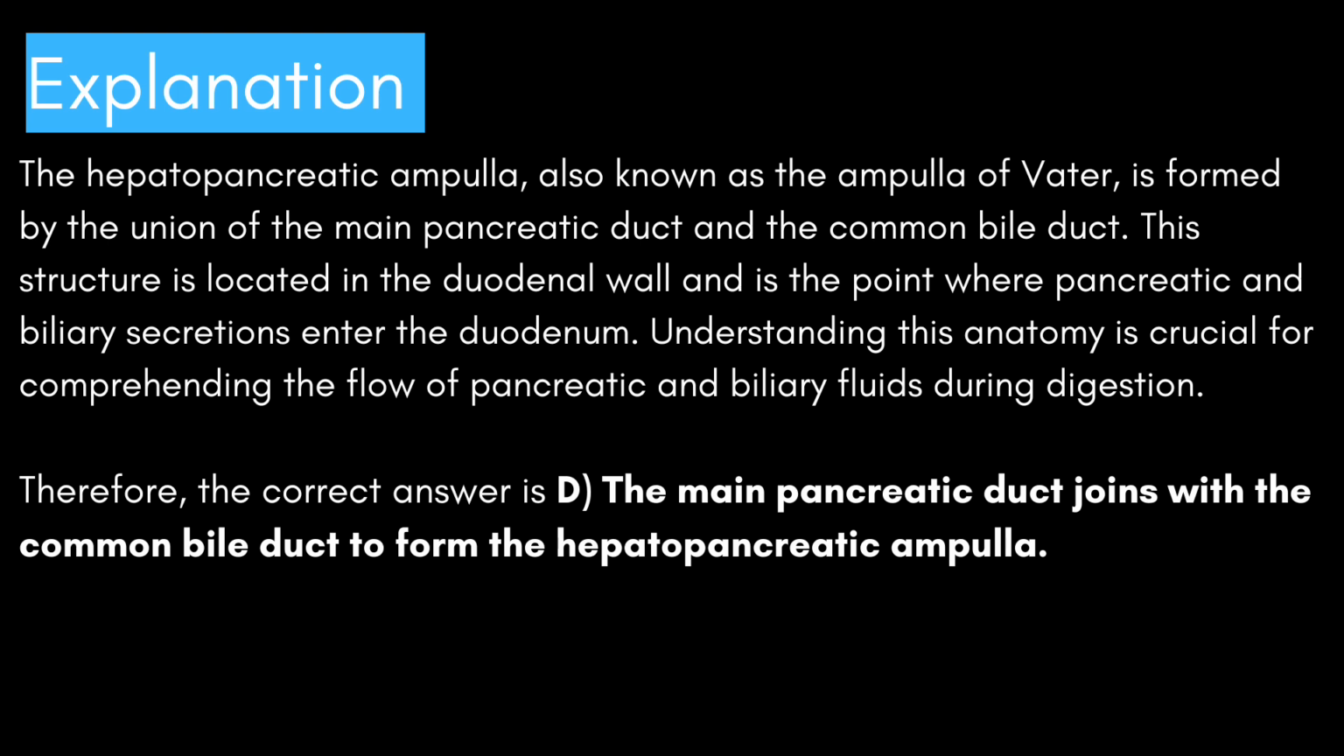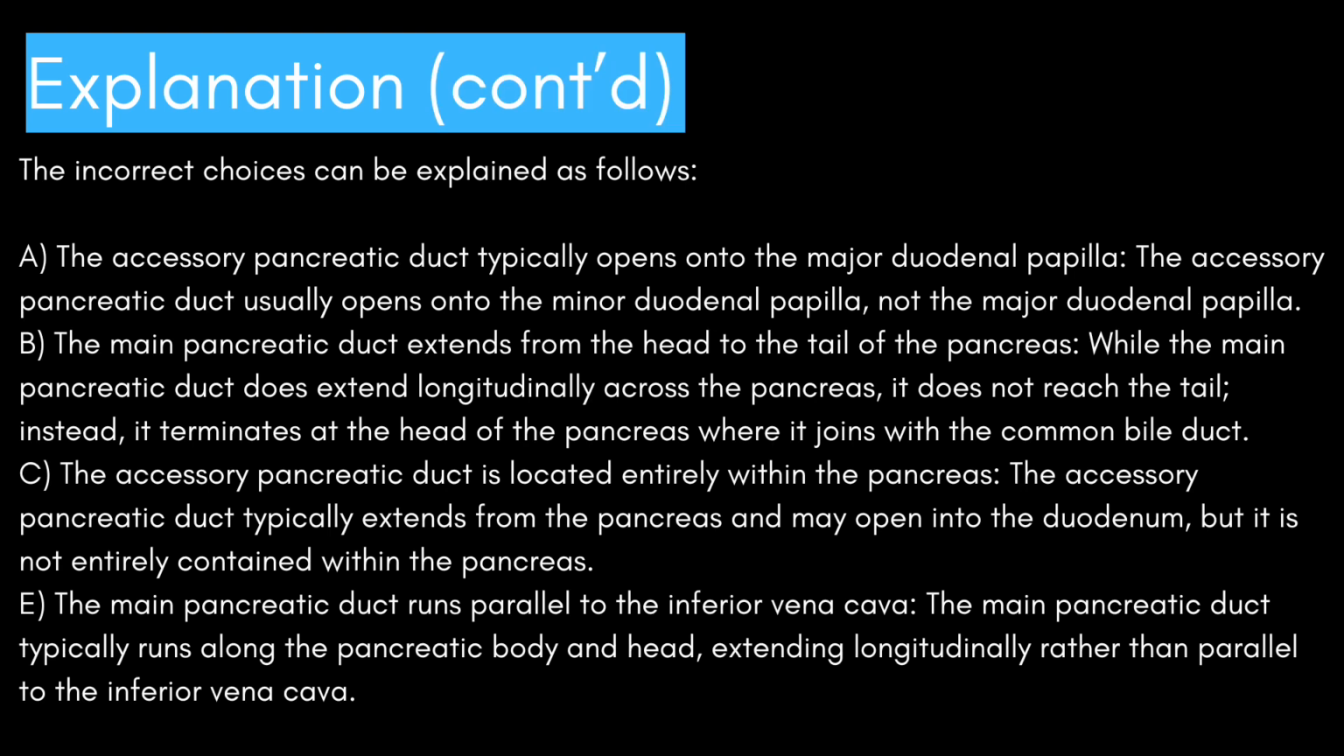The main pancreatic duct joins with the common bile duct to form the hepatopancreatic ampulla. All right, let's go ahead and see why the other answer choices are incorrect. The incorrect choices can be explained as follows. A. The accessory pancreatic duct typically opens onto the major duodenal papilla. The accessory pancreatic duct usually opens onto the minor duodenal papilla, not the major duodenal papilla.